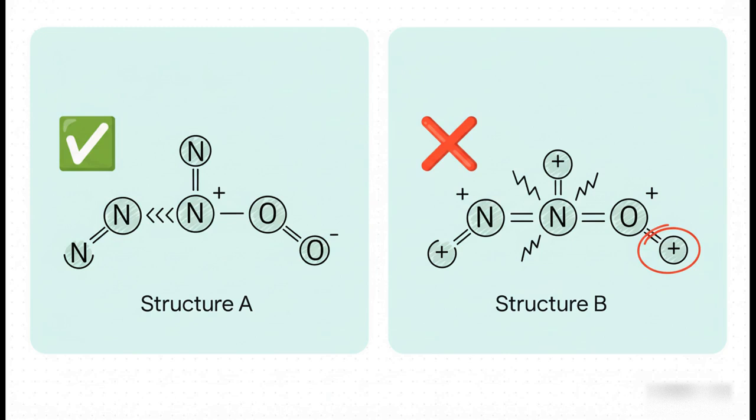Look at these 2 options. Structure A, well, the charges are a bit spread out, but it's not too bad. But now look at structure B. Yikes, this one's a complete disaster. Why? Well, for one, you've got 2 positive charges right next to each other. They're going to repel like crazy. And even worse, there's a positive charge on the oxygen. Oxygen is super electronegative. It hates being positive. So, yeah, we can pretty much throw structure B right in the trash. It's not a realistic option.